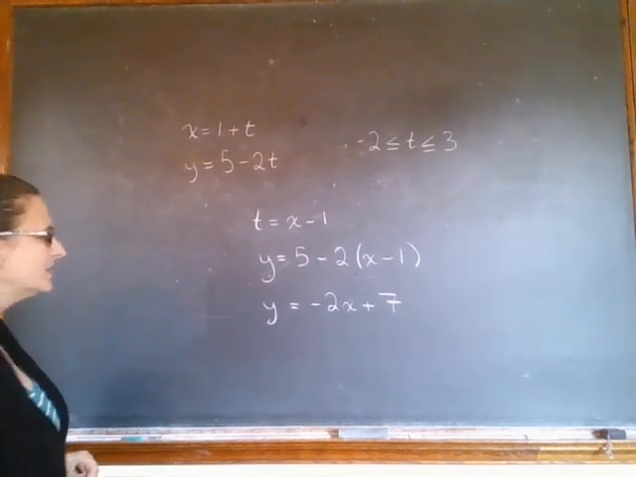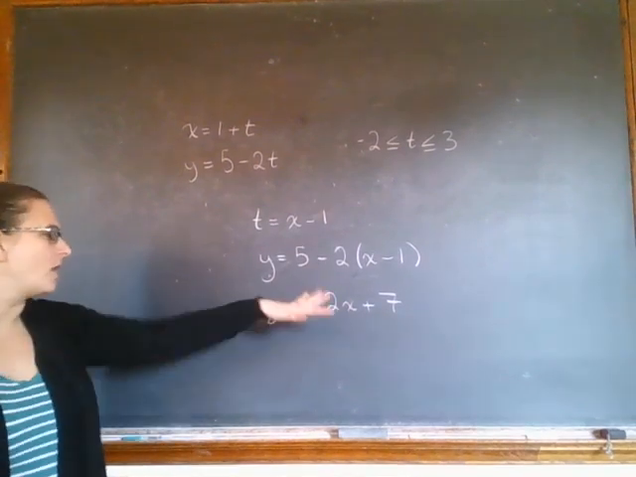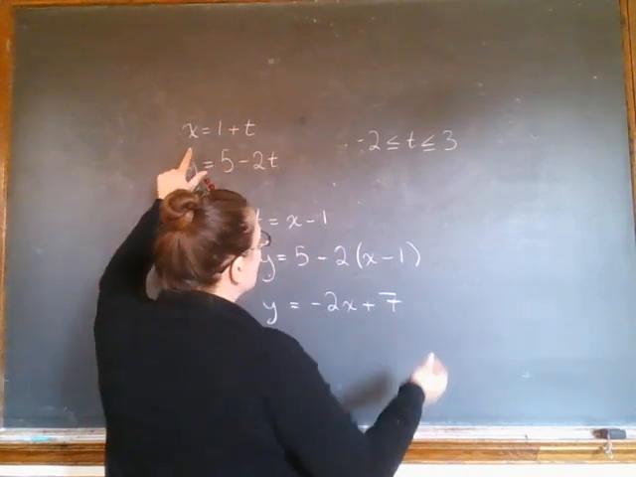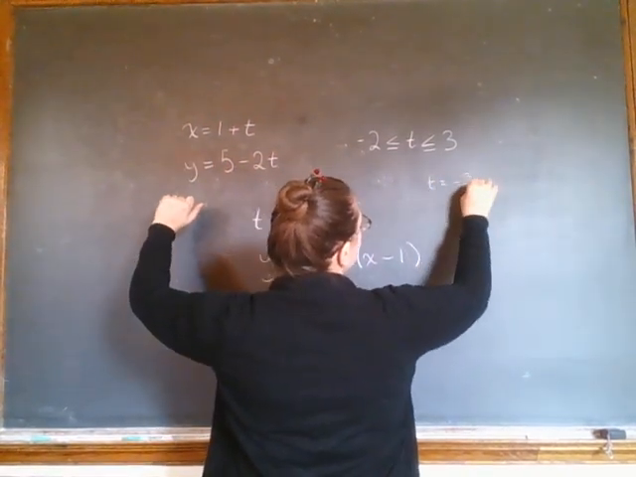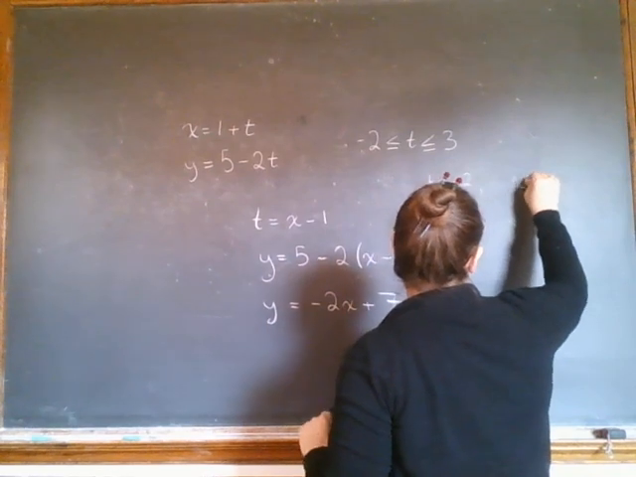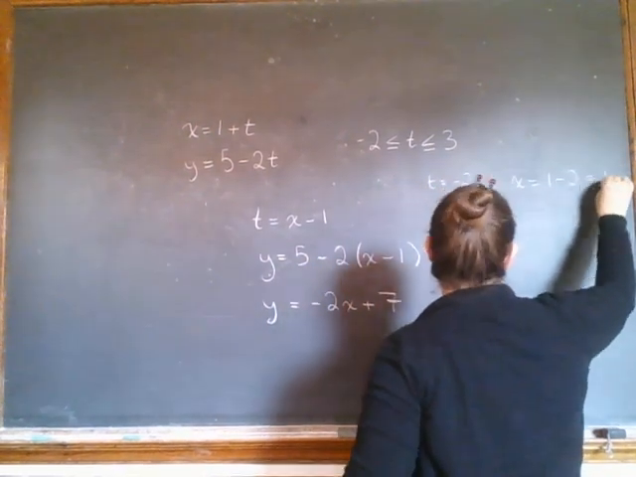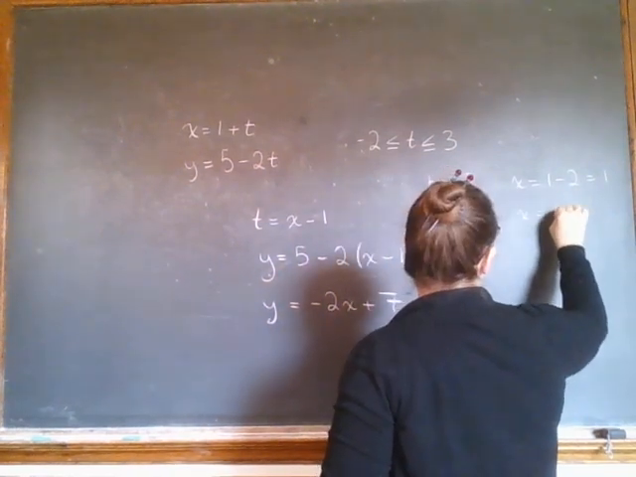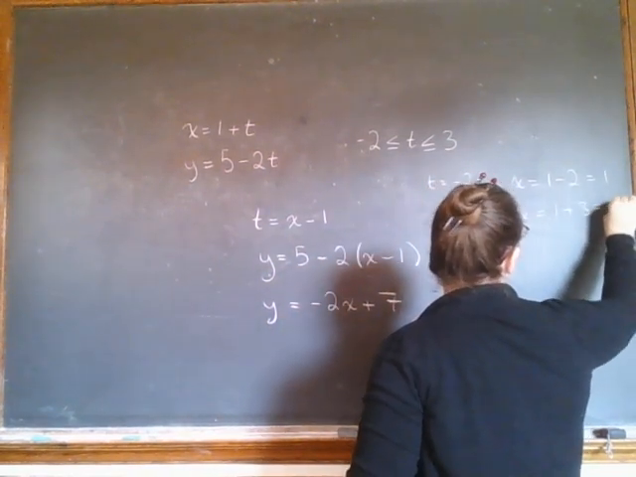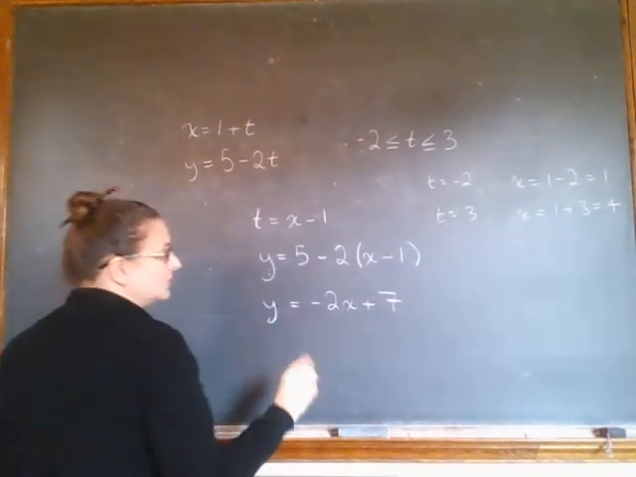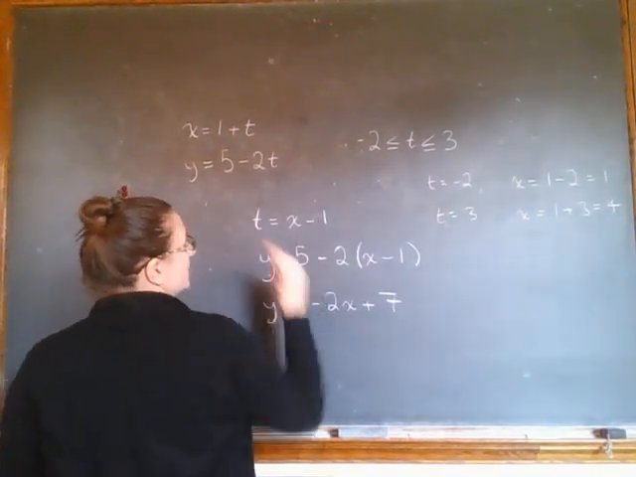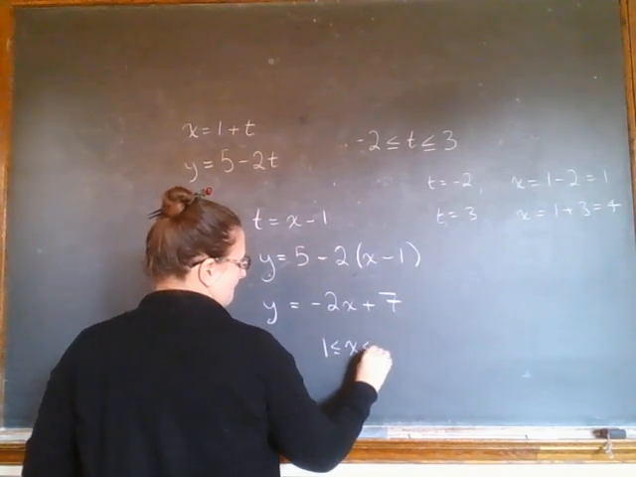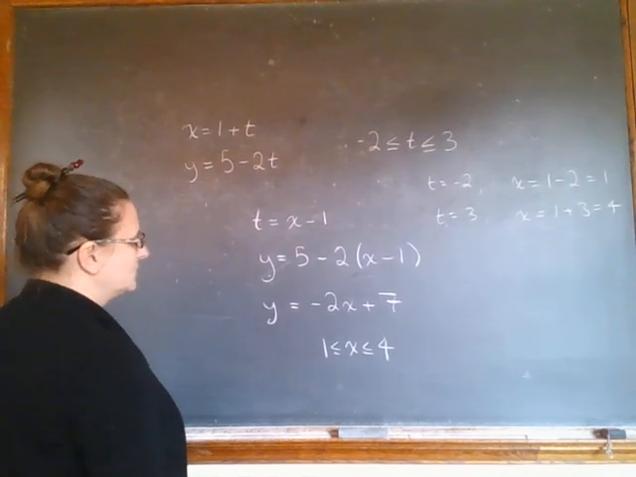The only other thing is this, maybe not for all x though, t goes from -2 to 3. So if t equals -2, x then is going to be -1. And if t is 3, then x is going to be 4. So this is only the piece of the line where x goes from -1 to 4.